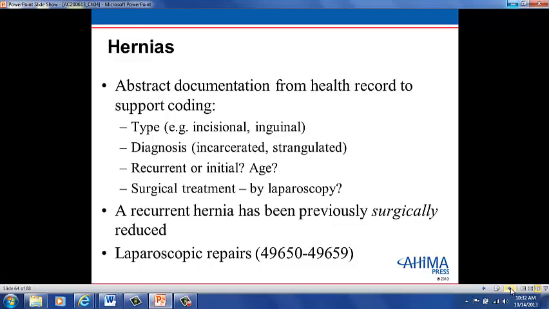Then you would look for whether it was a recurrent or initial repair, and possibly the age group. Some codes provide historical information specifying whether the hernia repair is an initial repair, which is the first surgical repair of the hernia, or a recurrent repair, where the hernia has been surgically repaired previously, while other codes differentiate patients by age, such as younger than 6 months, 6 months to younger than 5 years, or 5 years and older.